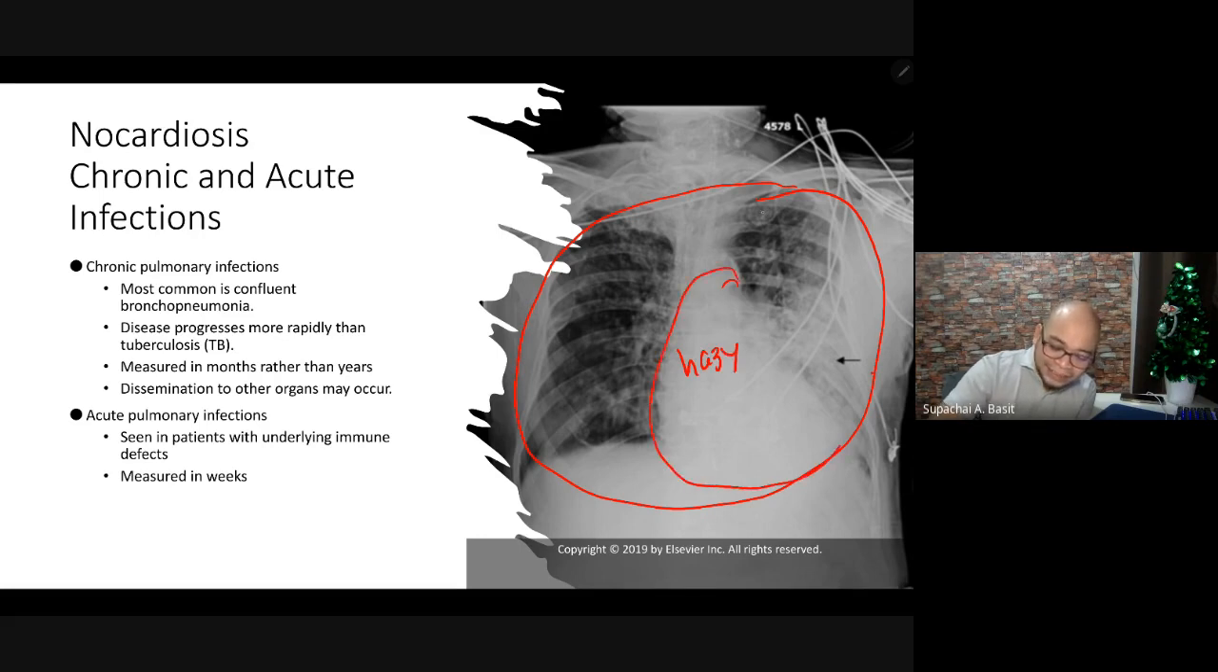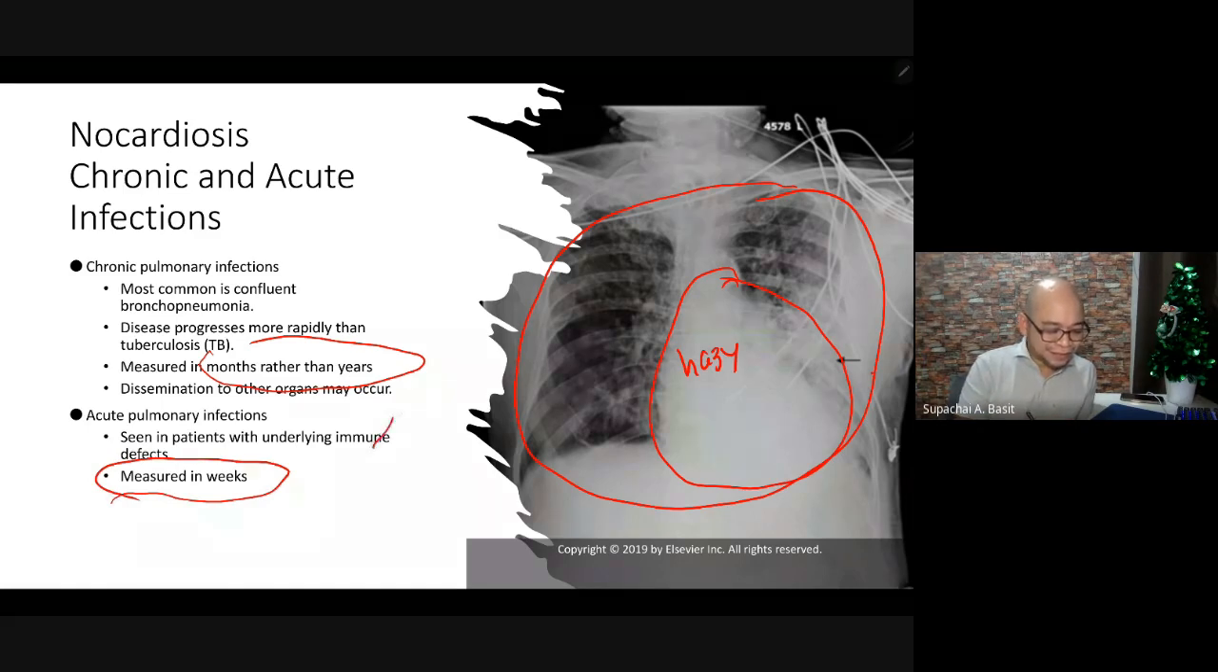When the X-ray is this hazy, it means there's so much happening in the respiratory system and the breathing of the person is actually being affected. So it's a chronic infection. Usually it lasts for months up to several years. And because of the chronicity of the infection, dissemination to other organs may occur. Unlike the acute pulmonary infection, which could be measured in weeks, this pulmonary infection is usually seen in patients with underlying immune defects. Okay.